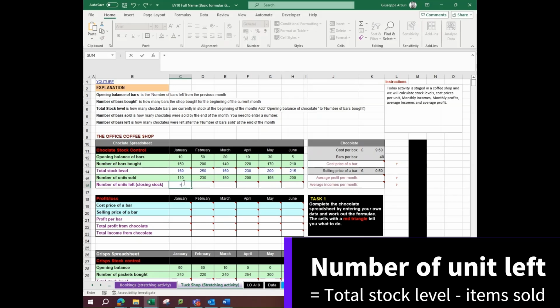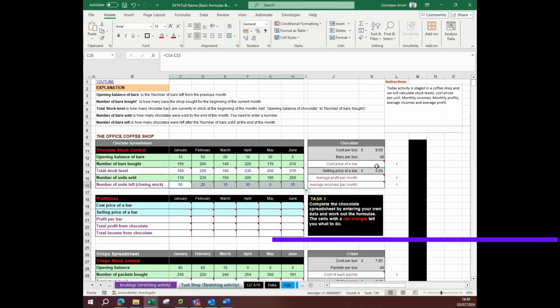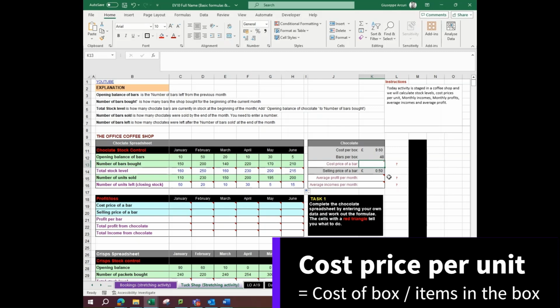Let's calculate the number of units left by subtracting the total stock level minus the number of units sold. Then we apply the formula to the whole row by dragging the fill handle. To calculate the cost price per unit, we need to divide the cost of the box by the number of items inside the box.